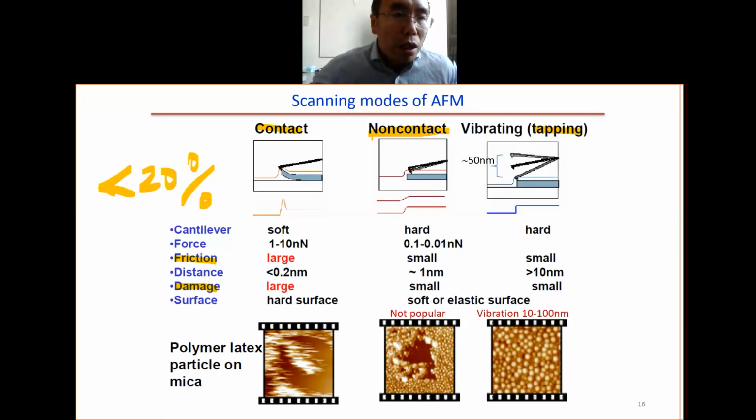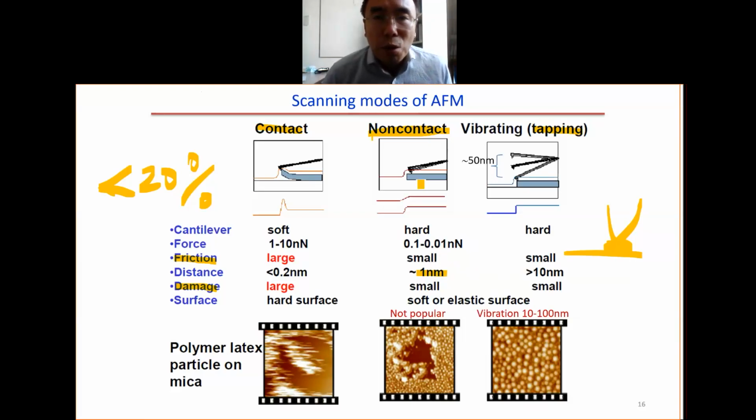If the humidity of the environment is less than 20%, this will work. Otherwise, if the humidity is high, you always have some water on the tip. They have some water condensation. You cannot maintain a 1 nanometer distance. Effectively, you will touch the sample.